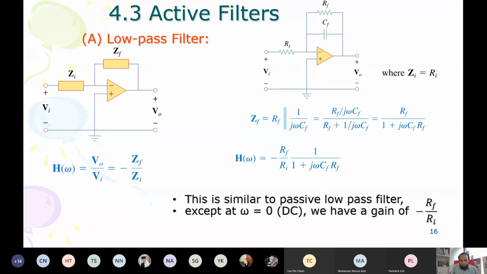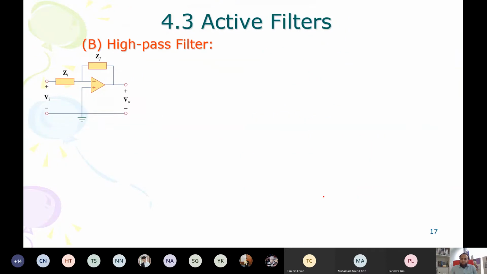So if I want you to find out the cutoff frequency of this low pass filter, we will do the same thing: we will set the magnitude of this equal to 1 upon root 2, and we can find the cutoff frequency, which in this case is 1 upon RFCF. We'll find out. Same is the case with the high pass filter. Somehow they're opposite.